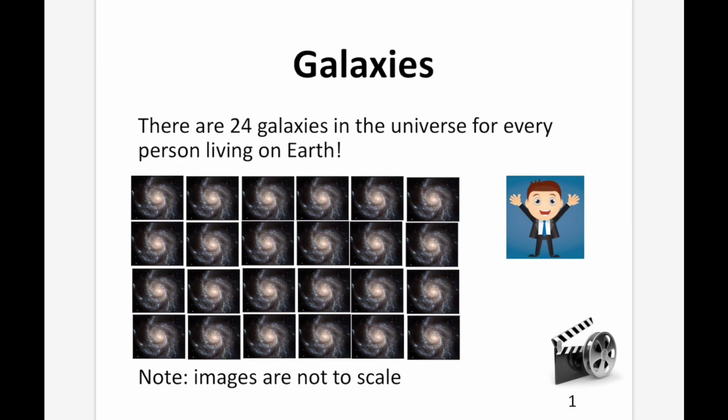Now, how many galaxies are there? Well, there are about 24 galaxies in the universe for every person living on Earth. So keep in mind, this is not to scale. And if you keep in mind the size of galaxies, it gets to be pretty mind-boggling about the immense size of the universe.